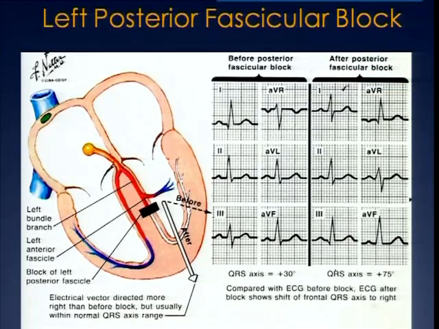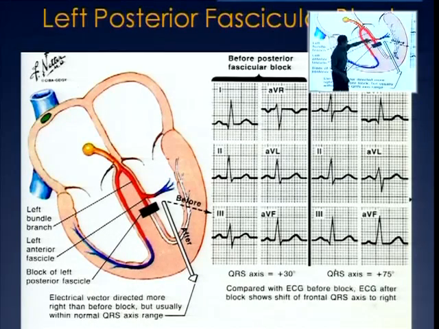If you got involvement of this, this and this, trifascicular block. Suppose you have this and a prolonged PR. The implication would be that the third one is also damaged.